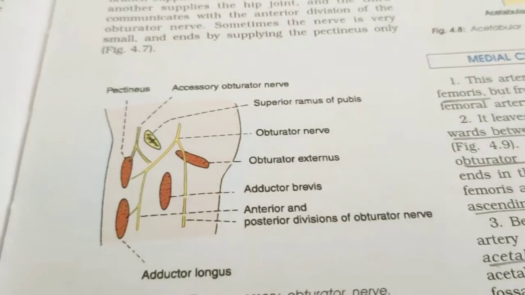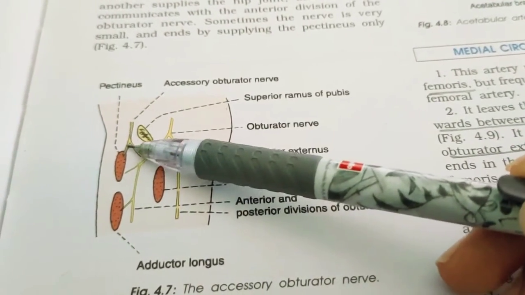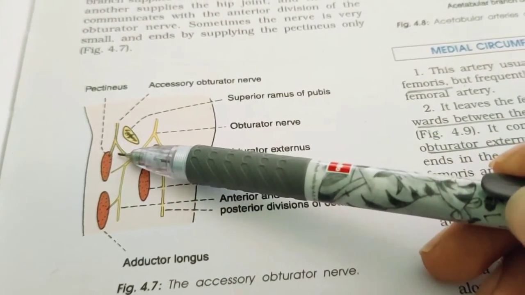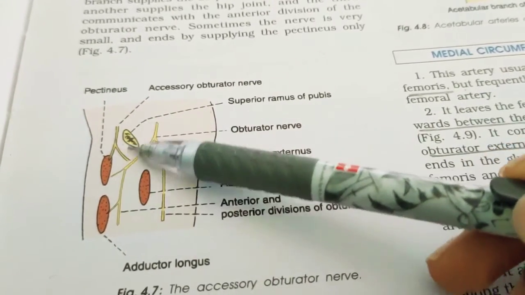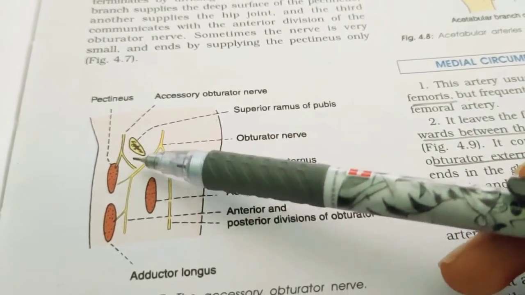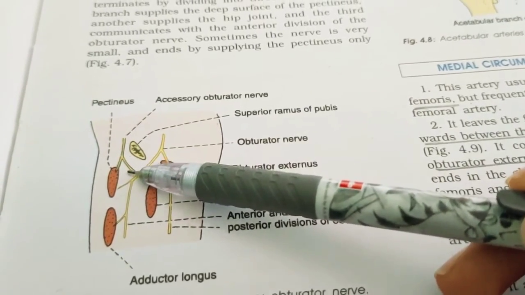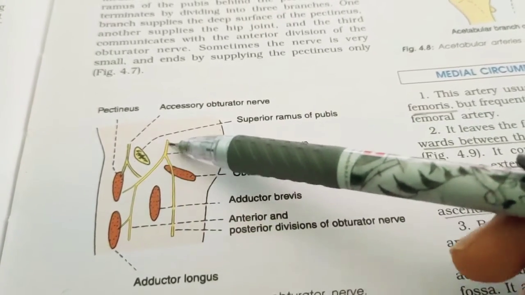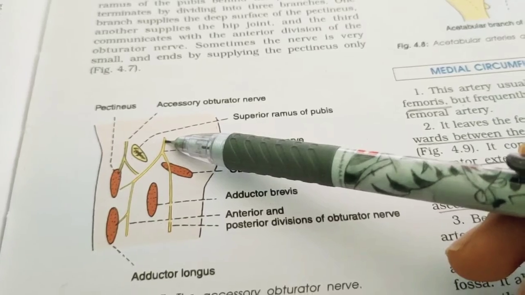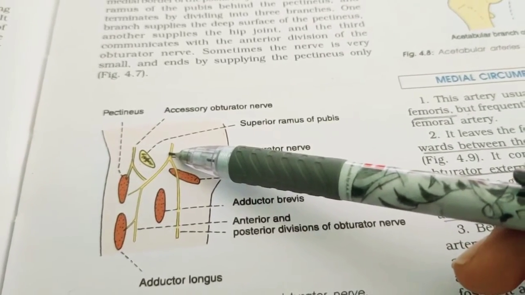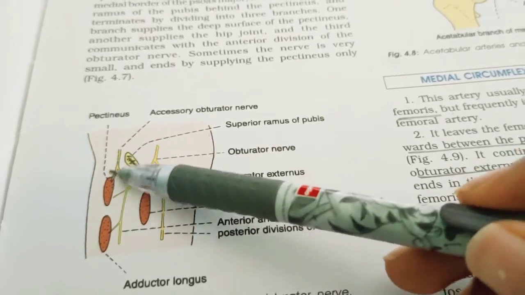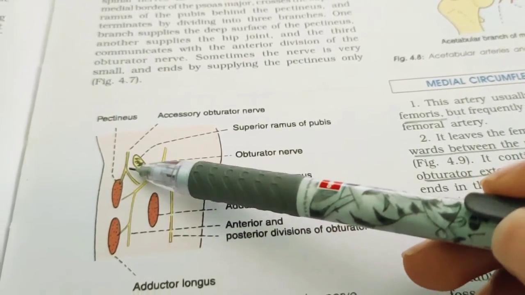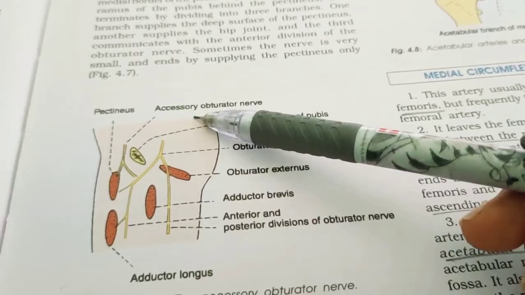Now we will discuss the accessory obturator nerve. For that we need to see another diagram. In this diagram you can find the accessory obturator nerve. It's very rare, only in 30% of people you will find it. Actually it is a branch of the lumbar plexus and it is formed by the ventral divisions of the anterior primary rami of L3 and L4. Normally the obturator nerve comes from L2, L3, L4 ventral divisions, but this accessory one comes from only L3 and L4. L2 is not involved here.